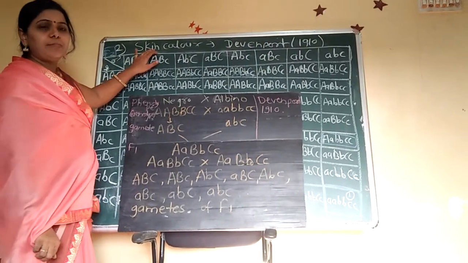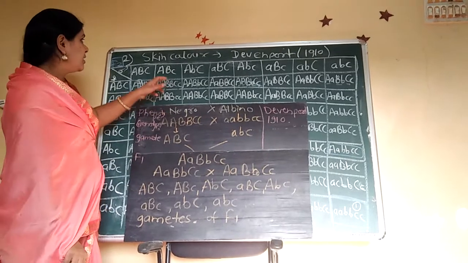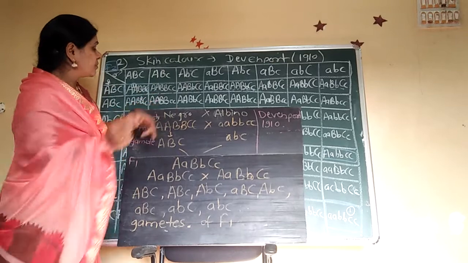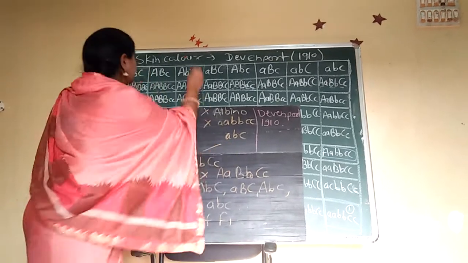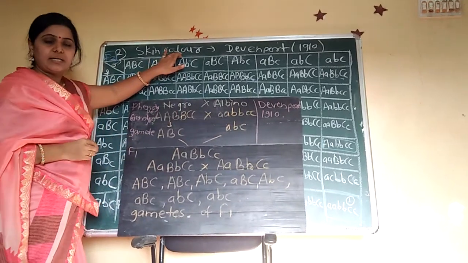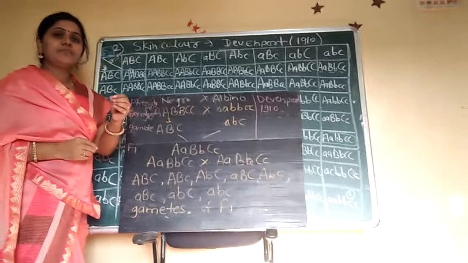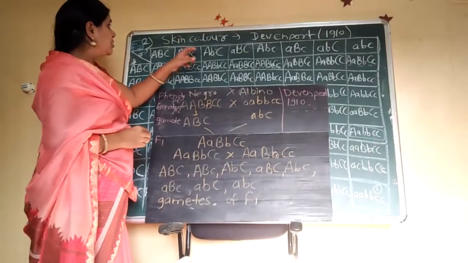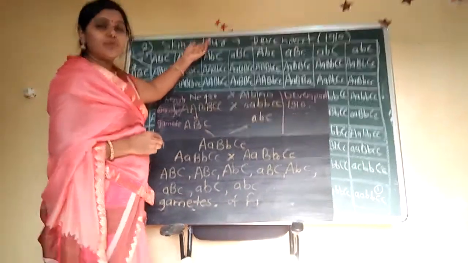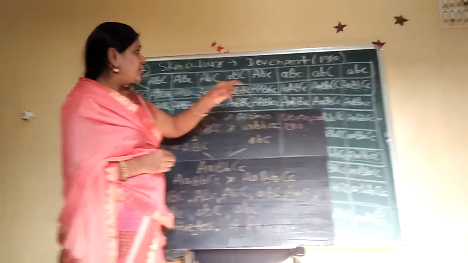The next example is polygenic inheritance: skin color in human beings. Three pairs of genes control human skin color, and skin color in human beings is one of the examples of polygenic inheritance.